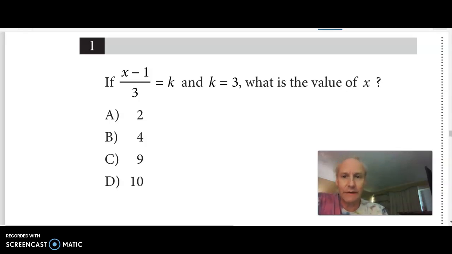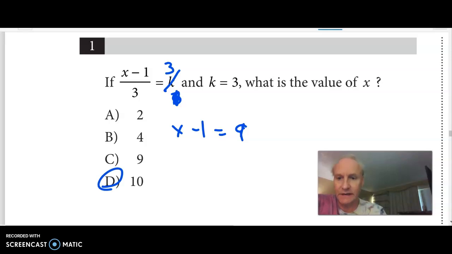Since k is equal to 3, this is number 1 on the practice test 1 for SAT. And I'm just going to cross out this k and put 3 here. I should have probably put it on the top. So cross multiply, and the 3 really belongs up here. 3 times 3 is 9, and that is equal to x minus 1. So of course x is equal to 10, and I put the d there.